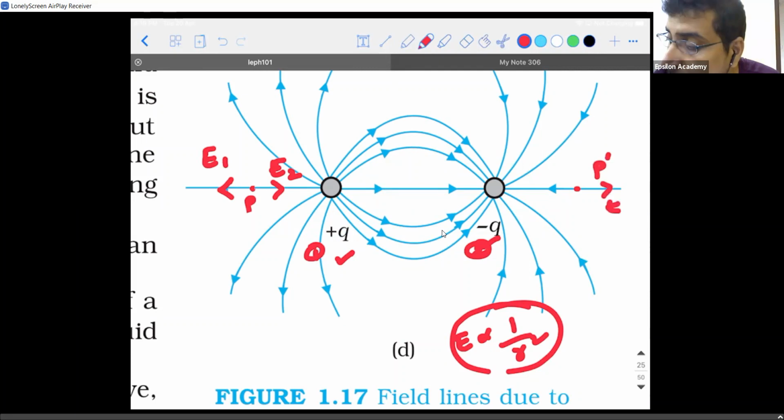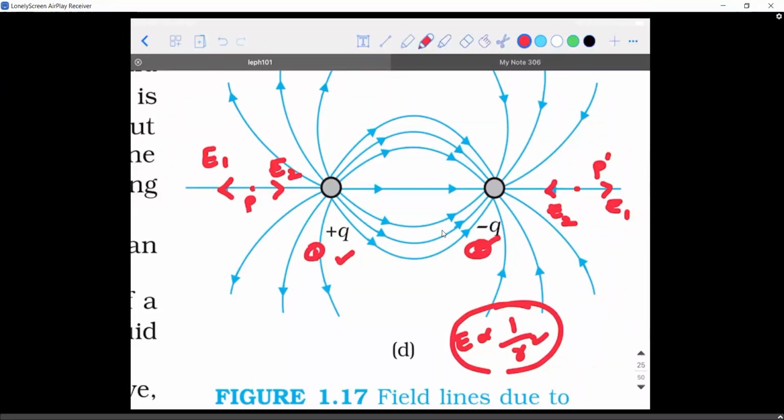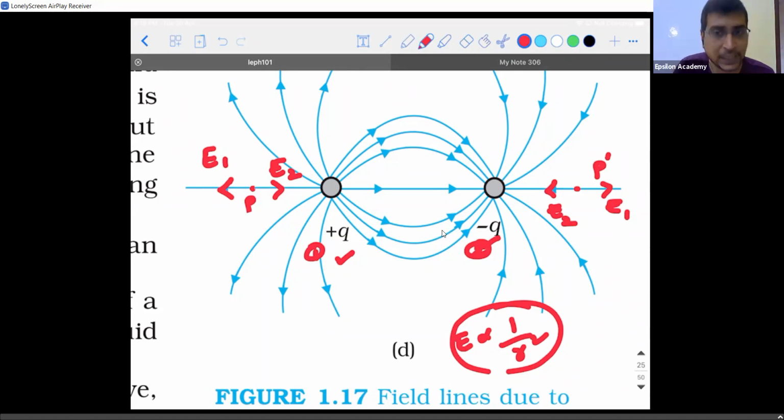In a similar way, if I take a point P dash here, the electric field due to the positive charge will be to the right, and the electric field due to the negative charge will be to the left. Out of E2 and E1 at point P dash, which one will be more? Simple logic. E2 will be more. So E2 minus E1 is the resultant electric field at P dash. E2 will be the resultant direction. That is why the way they have drawn it is towards it.